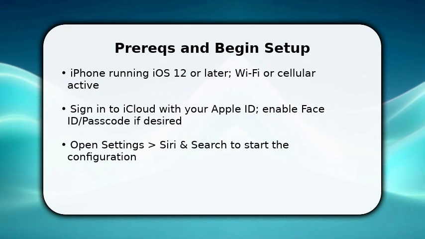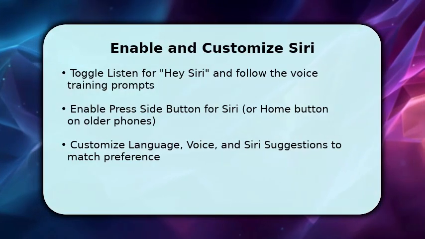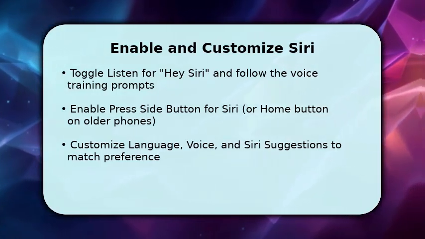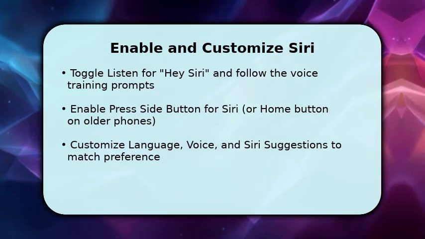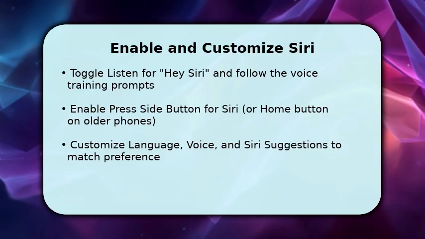Now enable Siri features one at a time so you understand how they behave. Turn on Listen for Hey Siri and complete the short voice training. This helps reduce false triggers and improves recognition. Then enable Press Side button for Siri so you can also summon it manually.